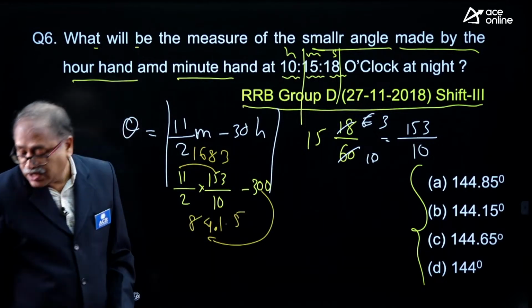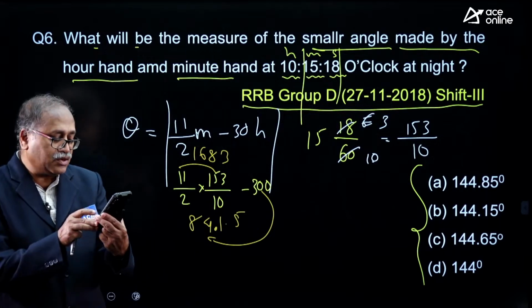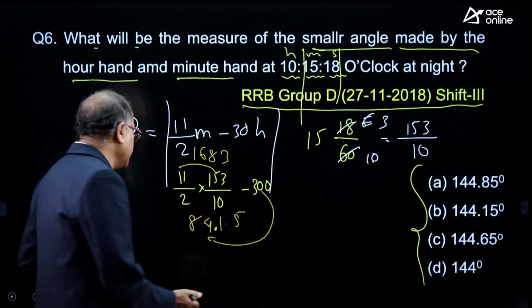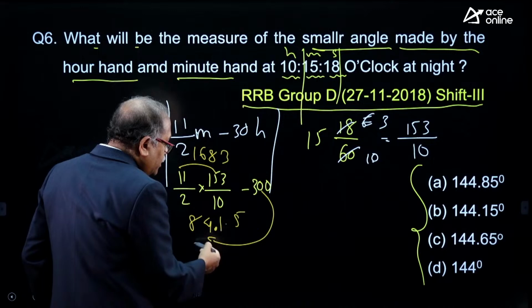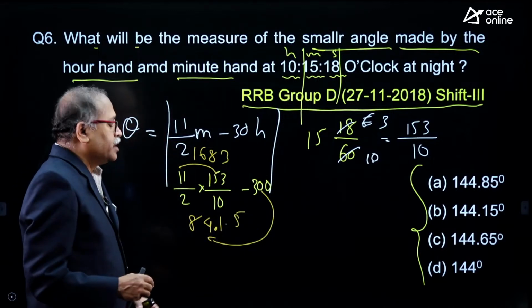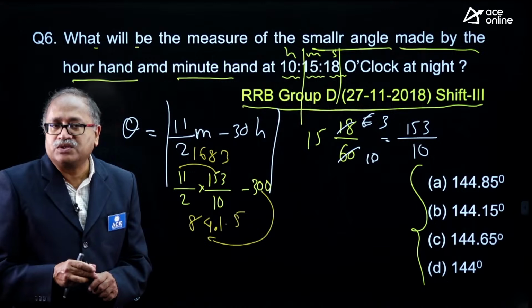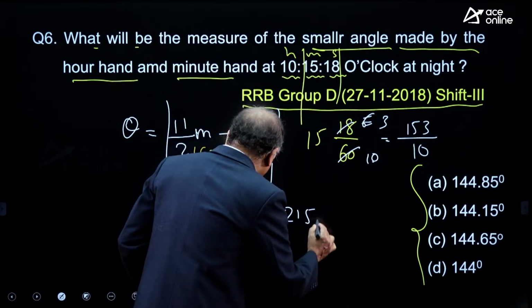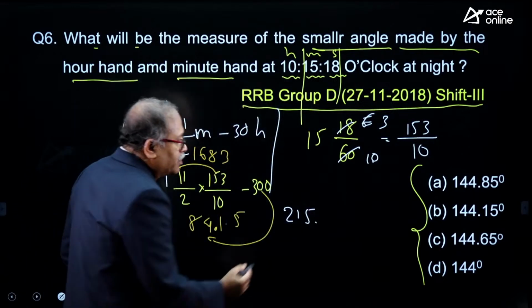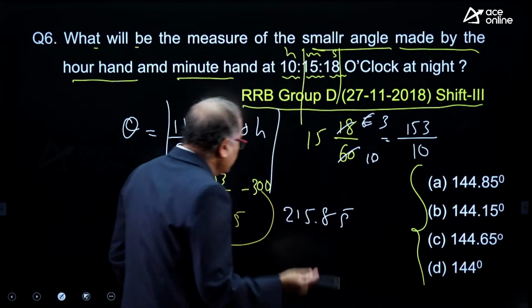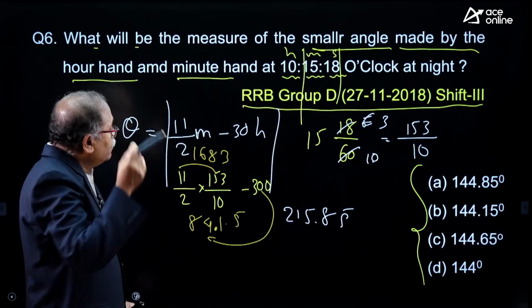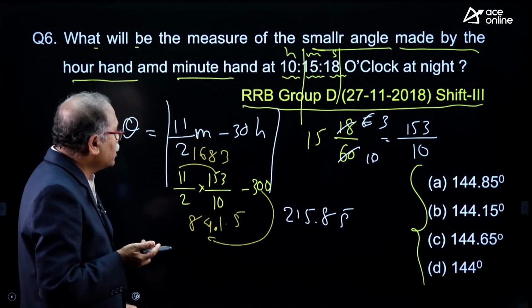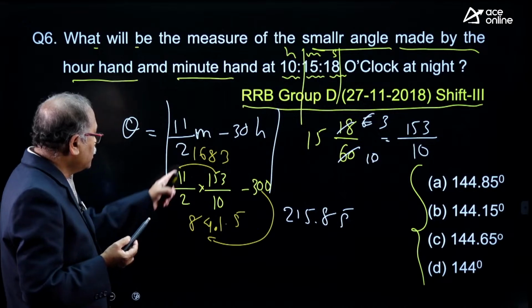Any of my friends answer the question? Okay. Anyhow, this is the calculation only, so I am completing it. So this is 300 minus 85. 300 minus 85 comes to 215, and 215.85. That should be my answer. Why? Where did I make a mistake, my friends?